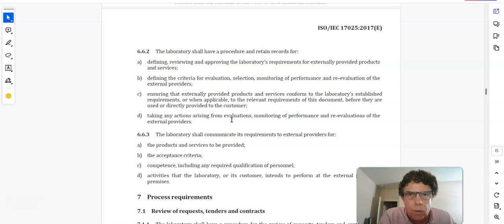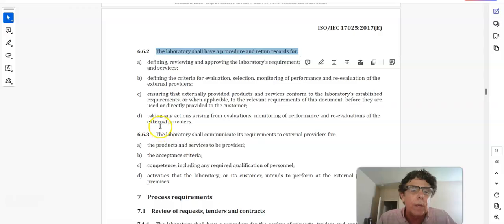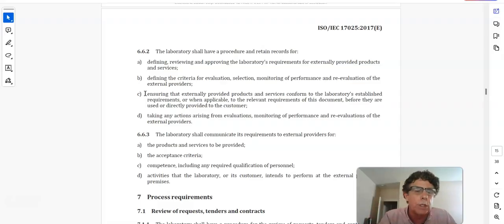The other reason why it could be a certificate that doesn't state what it should state is because you didn't ask that company to provide you a calibration service in accordance with ISO 17025. Yes, the company is accredited to ISO 17025, but you didn't ask for that service. So it's your fault if you don't do that, and the reason I say it's your fault is because in the standard it says the laboratory shall have a procedure and retain records for A, B, C, or D. One of them, C, we'll focus on because this pertains to calibration.